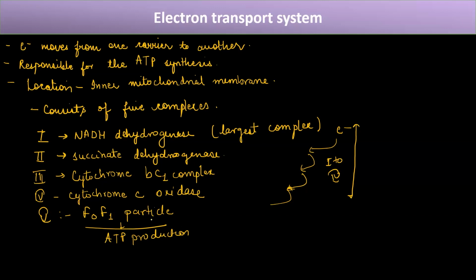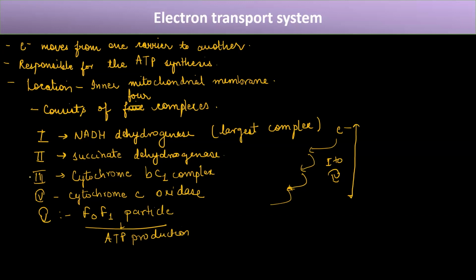In the book it is also mentioned that if you talk about just the electron transport system, instead of 5 you can write 4. If we talk about oxidative phosphorylation, we can say 5 complexes are involved, from electron transport till ATP production. But if we talk just about the electron transport system, where the electron is getting transferred, there will be only first to fourth. So 4 complexes are involved in electron transport, not the F0F1 particle.